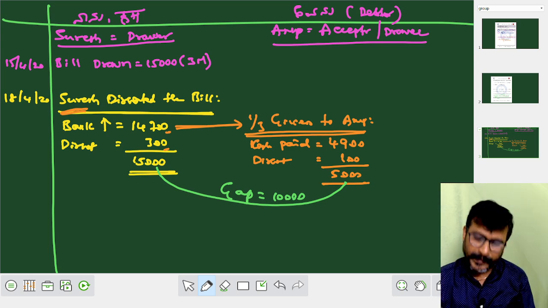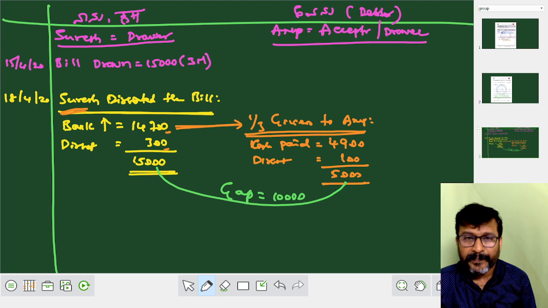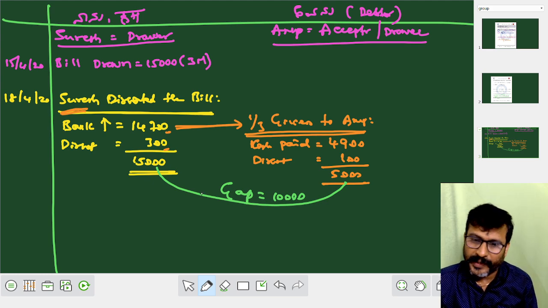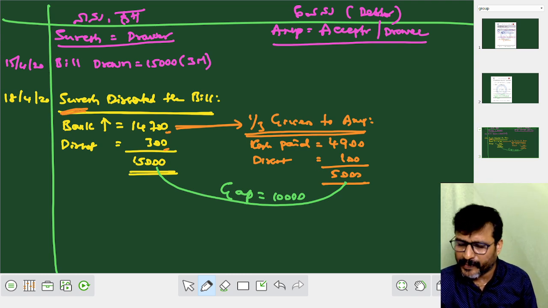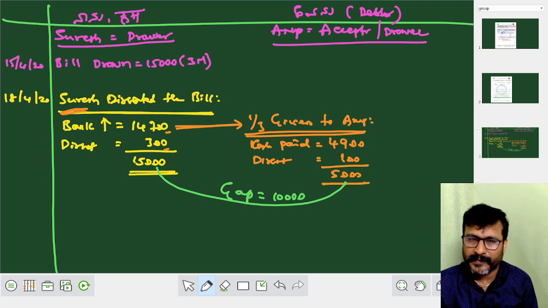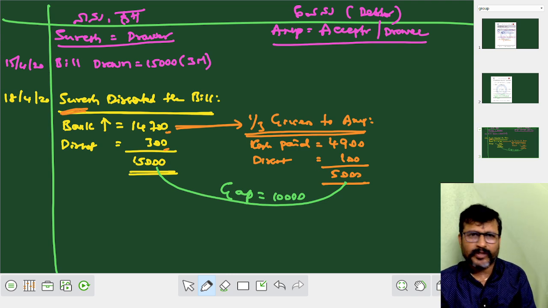See, what happened here? Suresh discounted, the whole bill amount is 15,000, out of which one third was given to Anup, means it is speaking about total of 5,000. Okay, now how much is retained by Suresh? 2/3, that comes to total of 10,000 rupees.